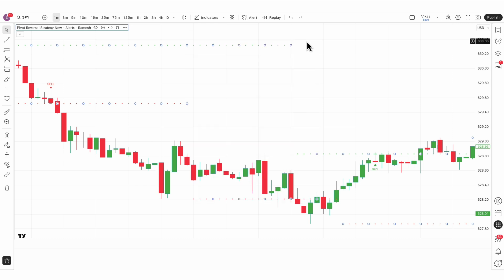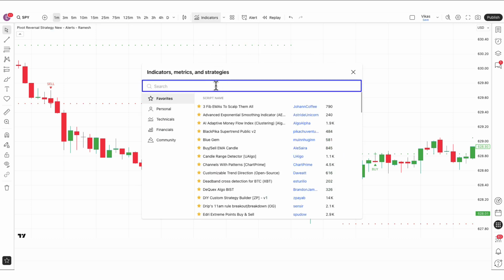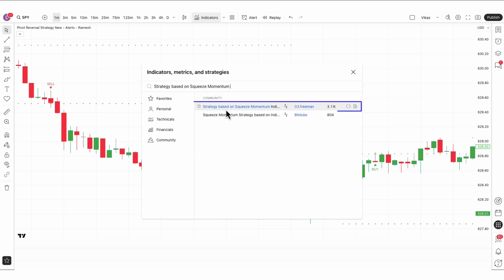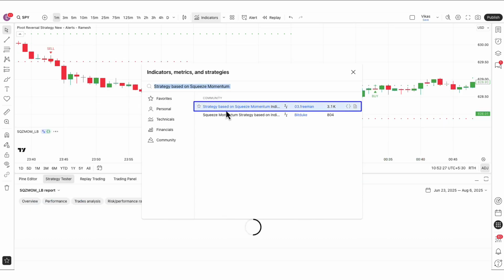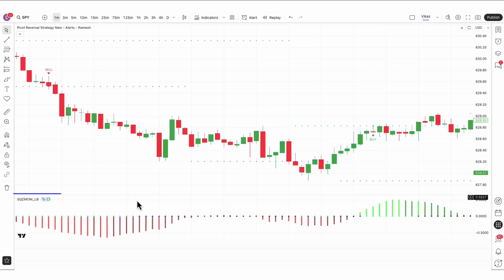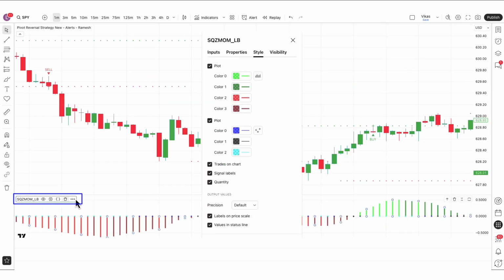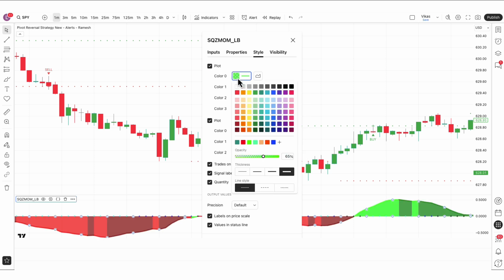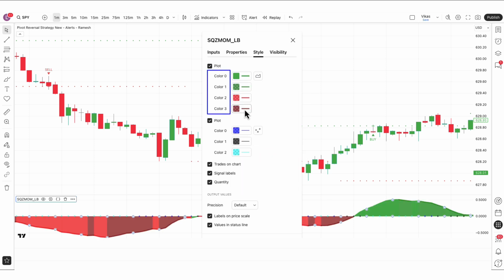After that, we have to apply another indicator on the chart. We will search for strategy based on squeeze momentum indicator in the search box of TradingView. After that, we have to click on the strategy based on squeeze momentum option, in which we have to change some settings. We have to change the plot option from histogram to area. We need to change the color of these options.